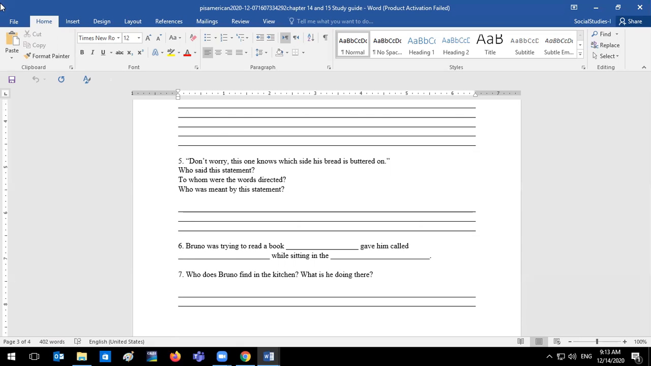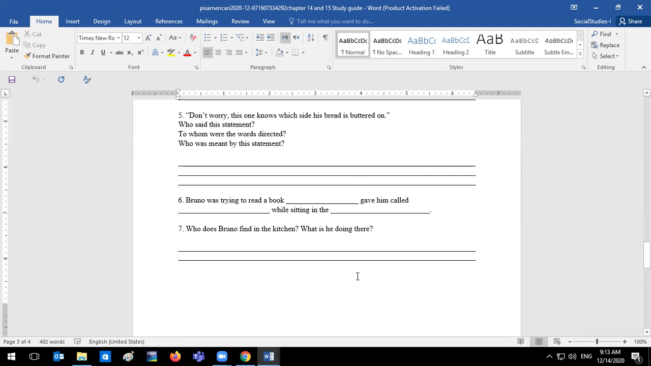Well, we know that Bruno was trying to read a book that his father gave him, Treasure Island, and he wanted to sit in the living room. He wasn't able to, because mom wanted to have a private word with Lieutenant Kotler there, so he was asked to go to the kitchen. When he goes to the kitchen, who does he see there? He sees Shmuel, and that was the biggest surprise of his life.